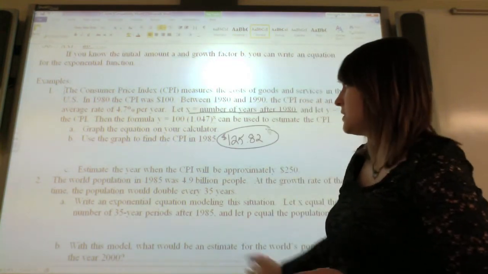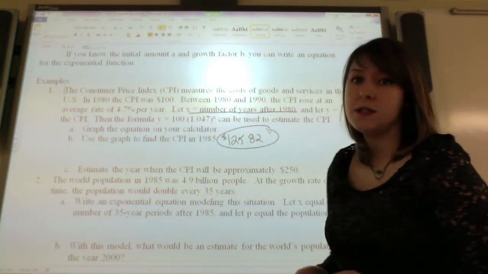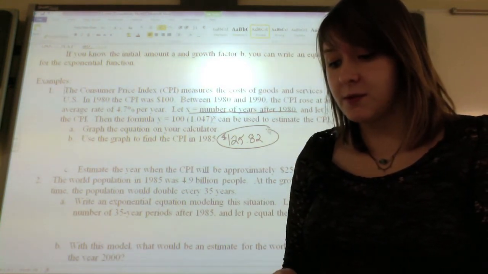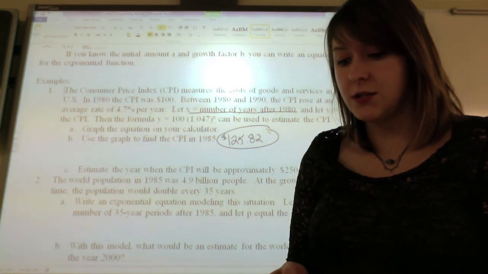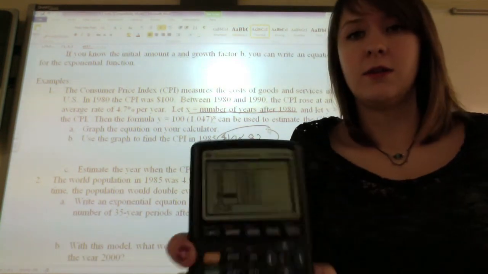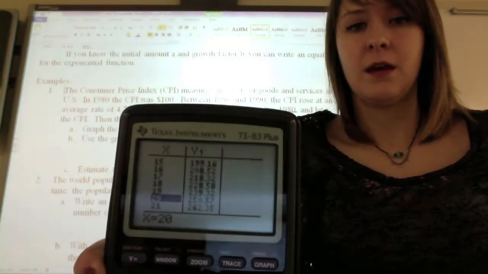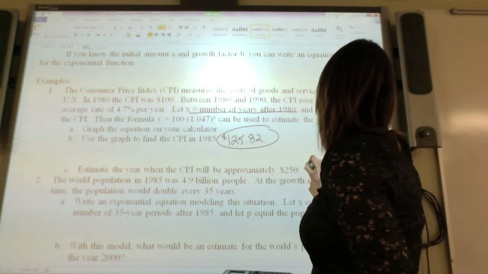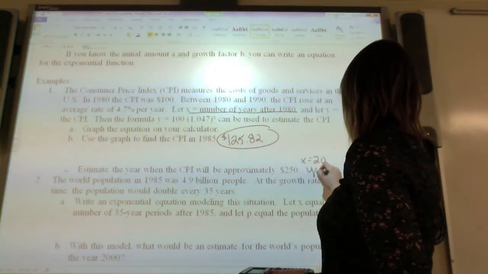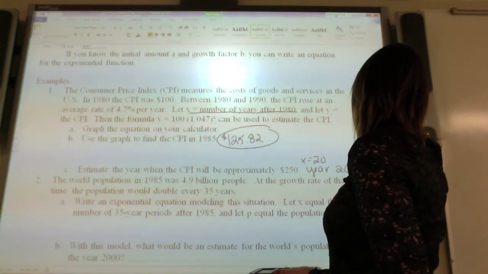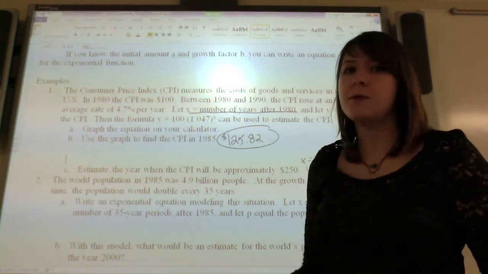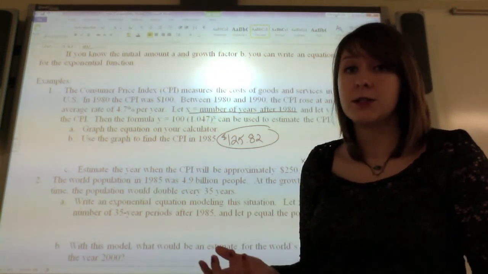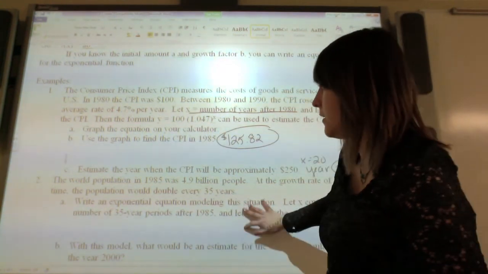Okay. Then it says, estimate the year when the CPI will be approximately 250. Well, I can do that on my graph also. If I just keep scrolling down till I get 250, okay, I notice that my 20th term gives me 250.57. So, when x equals 20, that would be the year 2000. Okay, so we can use our graphs to estimate our exponential functions if you're not sure how to solve them. You can also just plug in values.